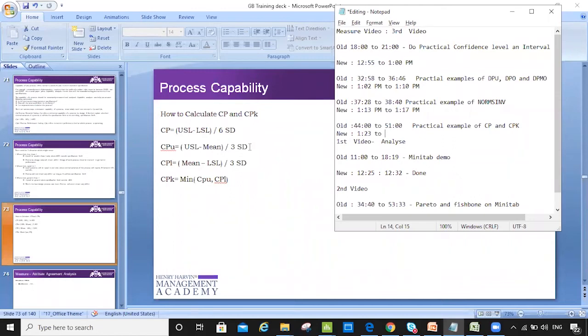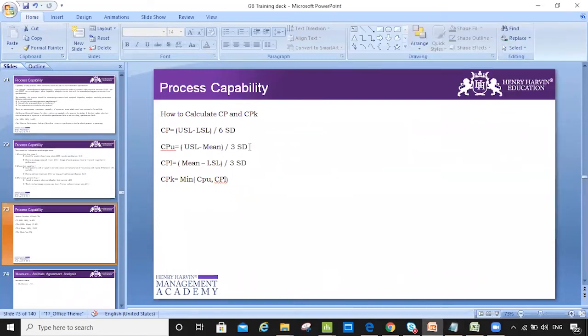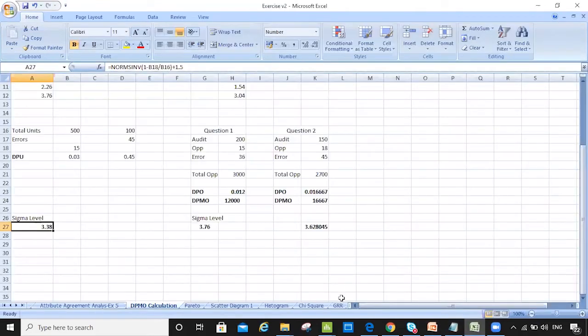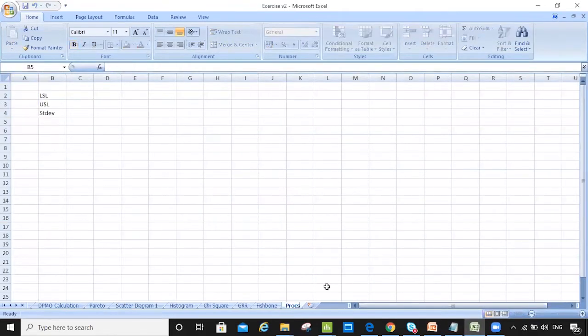So since we have understood the process capability, CP and CPK, we'll do a practical demonstration on CP and CPK. CP's formula is USL minus LSL upon 6 standard deviation. Let's say I have an LSL of 150, a USL of 200, and my standard deviation is, let's say, 25. Now I want to calculate CP.